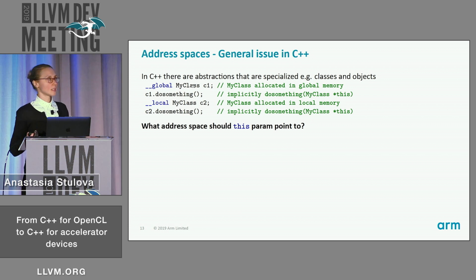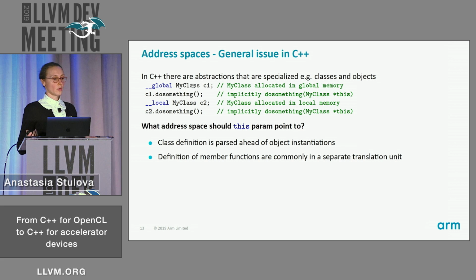What does it mean in segmented memory architecture? Well, every pointer has to point to some memory segment. And if we are declaring a class in multiple address spaces, what does this memory segment have to be? There are a number of complications and considerations here. First of all, class definition is parsed ahead of object instantiation. And it is also very common that member functions are defined in a completely separate translation module to where we instantiate objects.